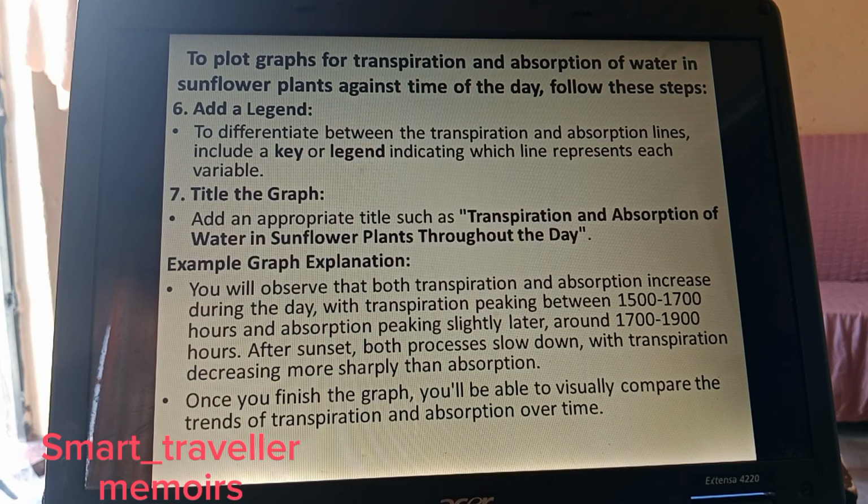Example, graph explanation. You observe that both transpiration and absorption increase during the day, with transpiration peaking between 15 to 17 hours and absorption peaking slightly later, around 17 to 19 hours. After sunset, both processes slow down, with transpiration decreasing more sharply than absorption. Once you finish the graph, you'll be able to visually compare the trends of transpiration and absorption over time.